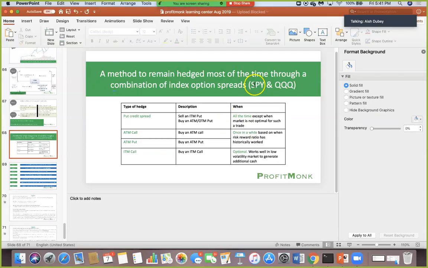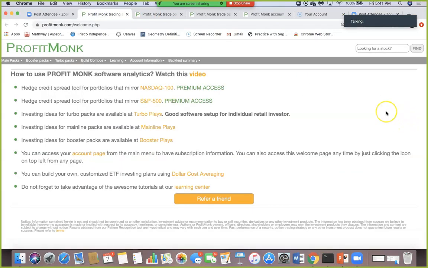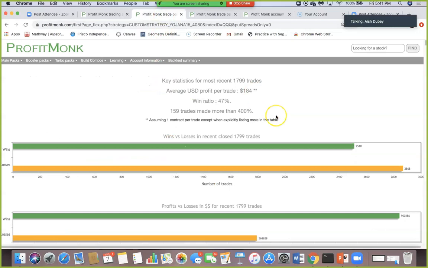Which brings us to the quick demo. I hope all of you still remember your logins and passwords, but if you don't, it's your mobile phone number and some email ID. You can grab it on the website somehow. You will see 2 links on the first page: the hedge credit spread for NASDAQ 100 and the hedge credit spread that mirrors S&P 500. Those are the 2 pages you will see. I have just opened the NASDAQ 100 and S&P 500 pages so that we can walk through them and understand how this works.